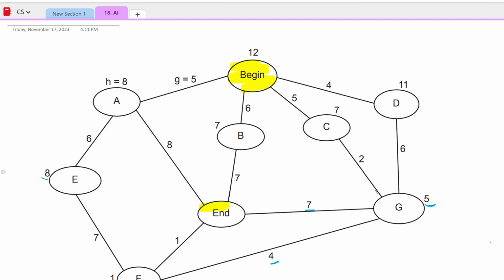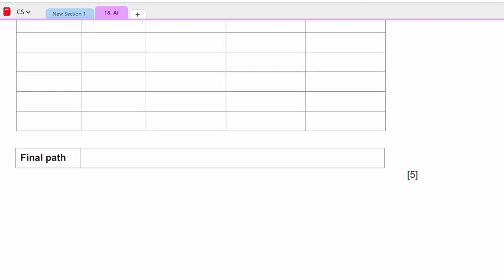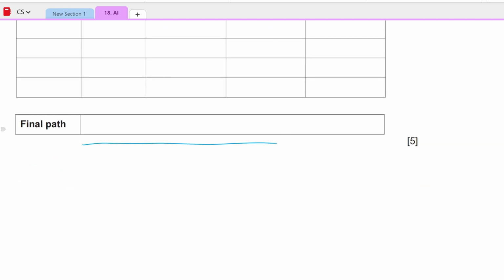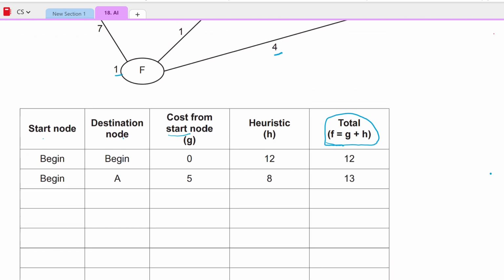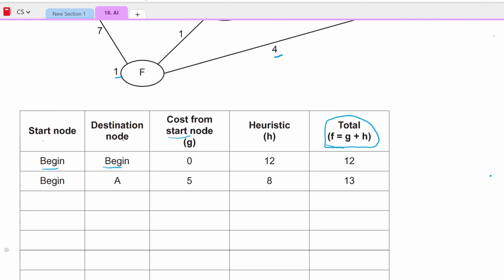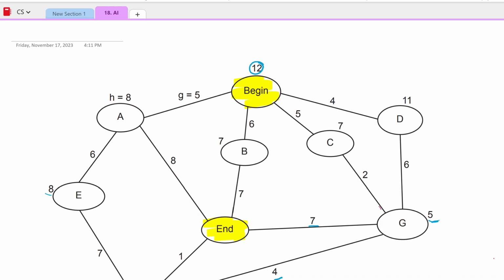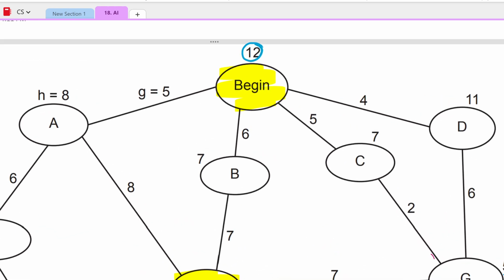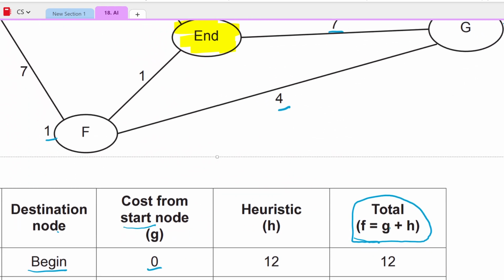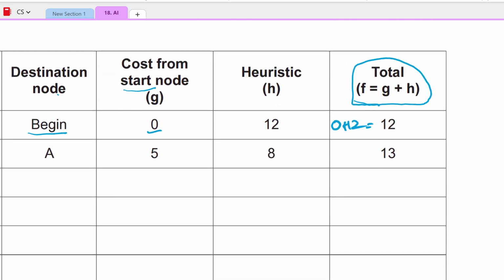So you can have something like this, and we can keep on highlighting the path that we have followed, because you have to mention the path at the end over here. Now the starting node is begin. From begin to begin, this will always be the first row. The cost is 0 and the heuristic value is 12. As you can see, we have the heuristic value 12. So f becomes g plus h, 0 plus 12 equals 12 over here.